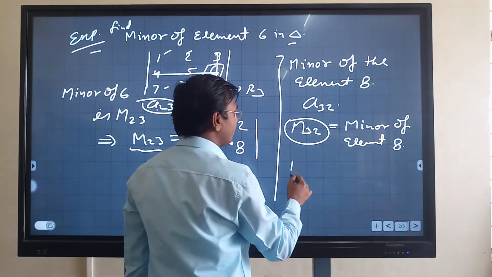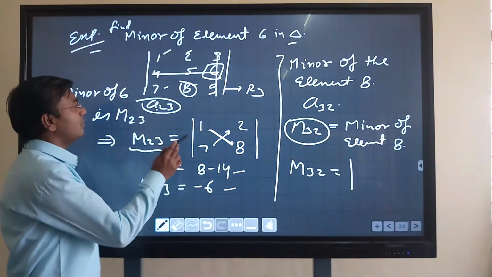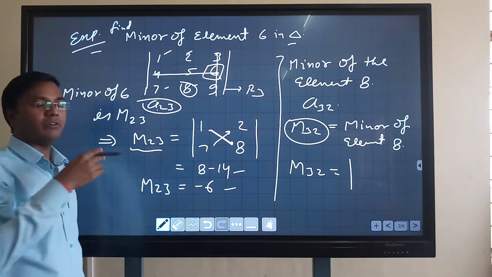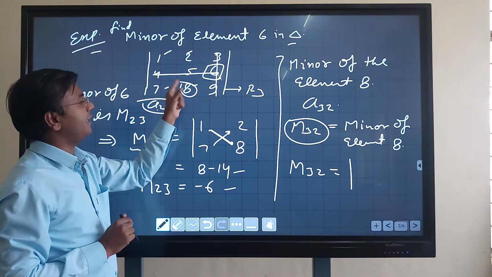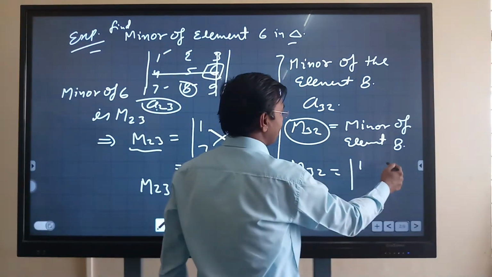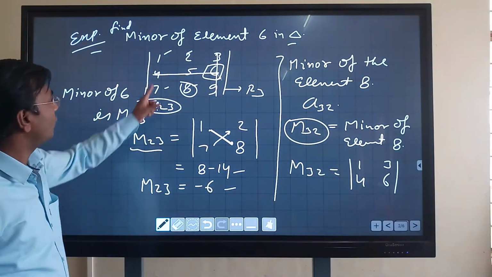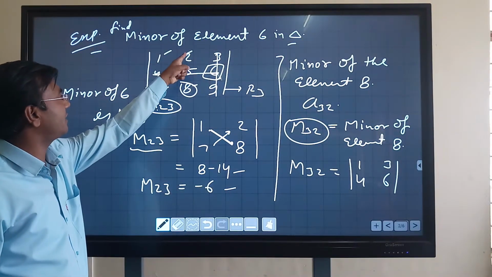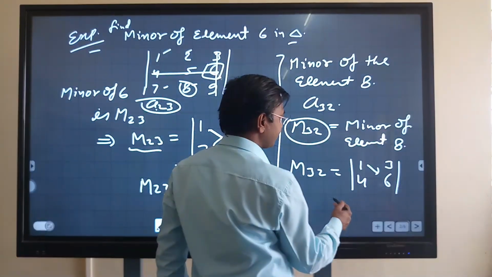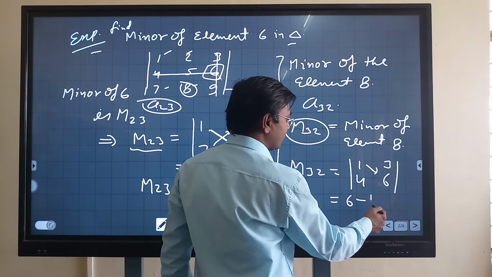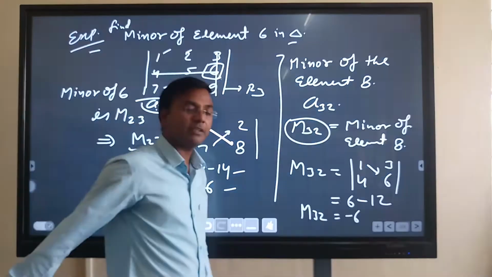And now the value of this M32 is the determinant, as per the definition, obtained by deleting the row and column in which the element is coming. So we have to delete the third row and second column in which 8 is coming and write the remaining elements. So what will be left? 1, 3, 4, 6. Now understand once again: 1, 3, 4, 6. We have deleted this column and this row. So we have got this determinant, and after simplifying this, that is 6 minus 4 threes are 12, so minus 6 is the value of the determinant.